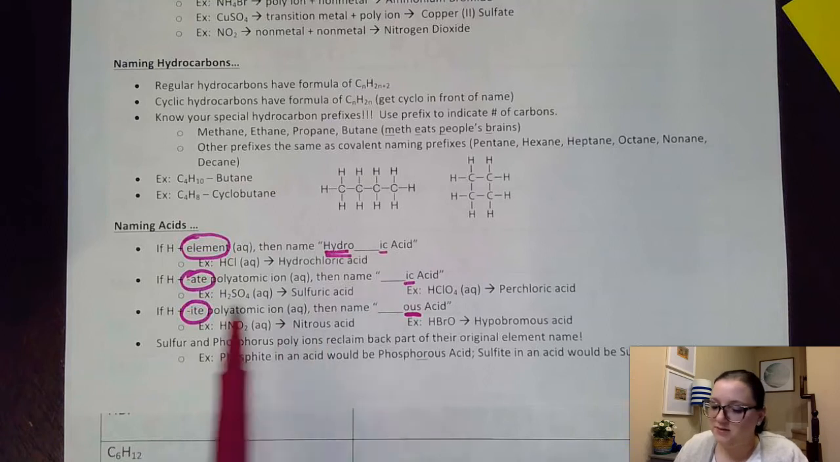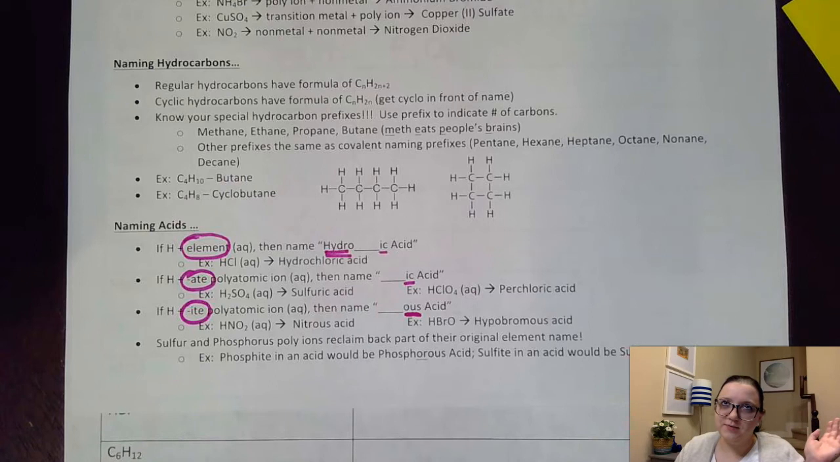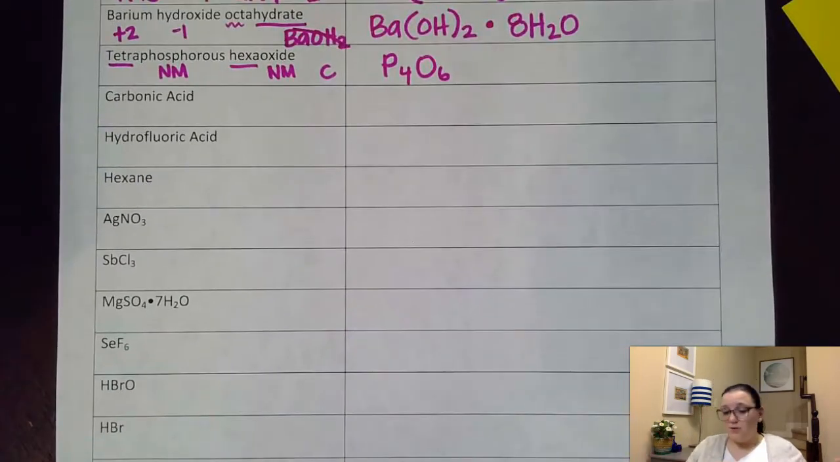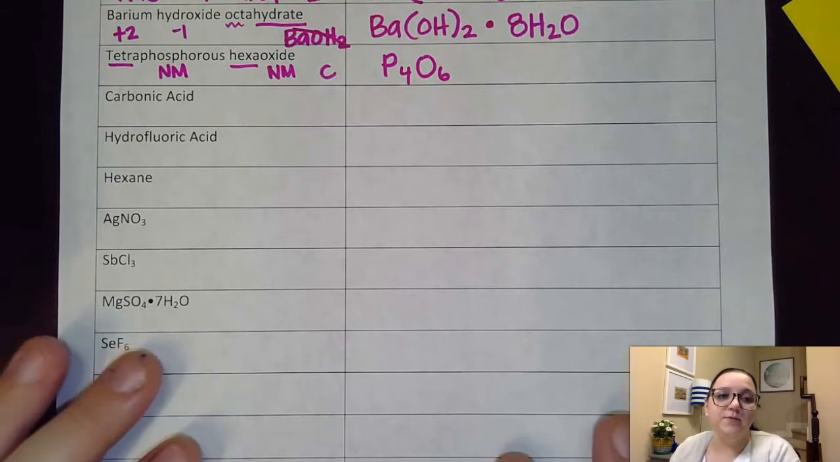I used to just say to myself, ic is ate, ite is ous all the time. Like I'd check for the hydro first, and once I saw it wasn't that, I would say ic is ate, ite is ous. And that would help me remember what endings went with what. So take your pick on how you want to remember that. Totally up to you. So on this one here, first thing I would do is look if I have hydro at the front.